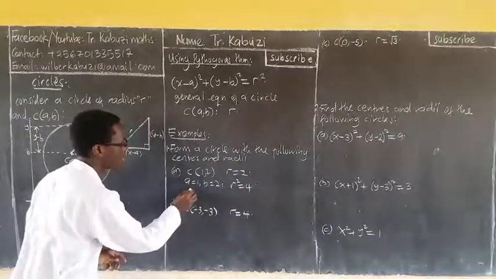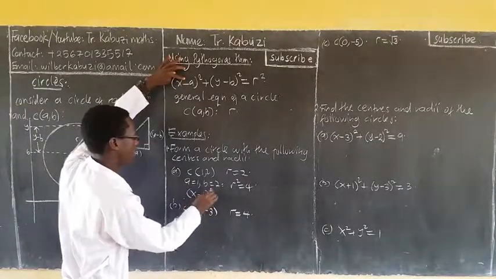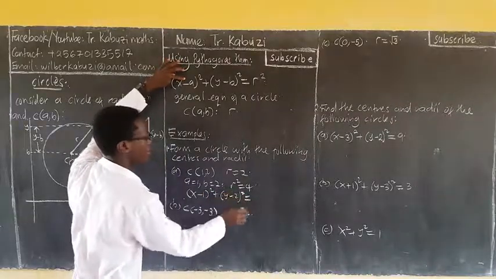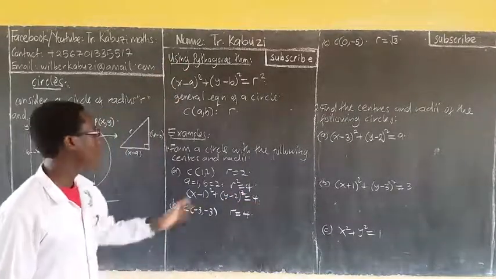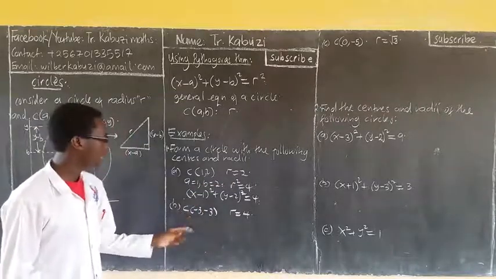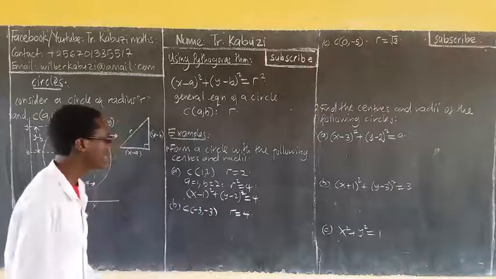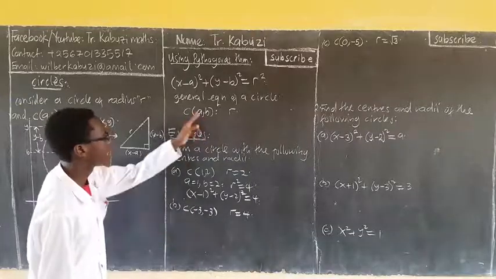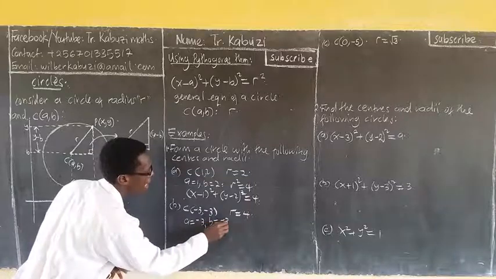So stating that circle, it will be (x minus a), which is (x minus 1) squared, plus (y minus b) squared equal to r squared, which is 4. So that's the equation of the circle with this center and radius. When I come to number 2, I have center (negative 3, negative 3) and radius 4. From here I see that if I compare this center with this, my a is negative 3 and my b is negative 3.